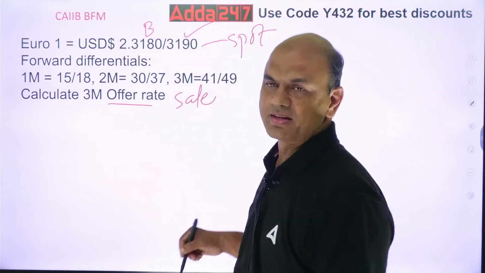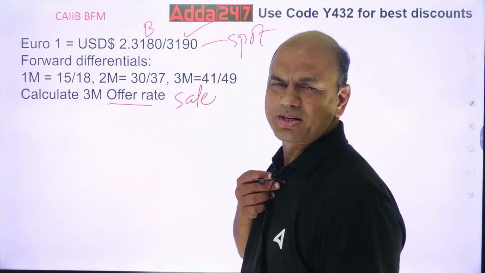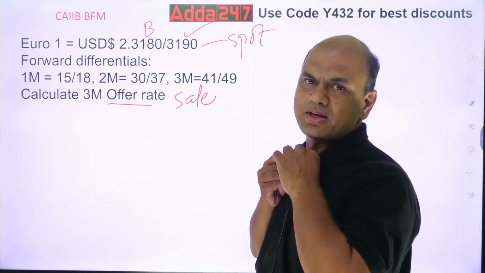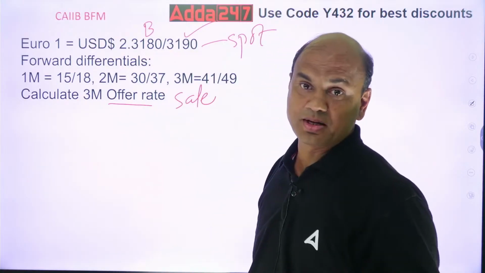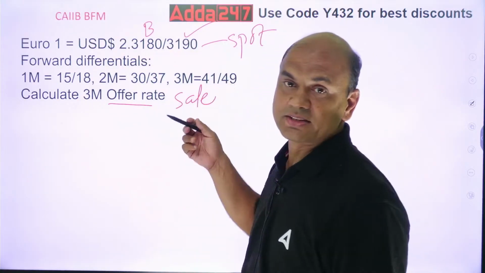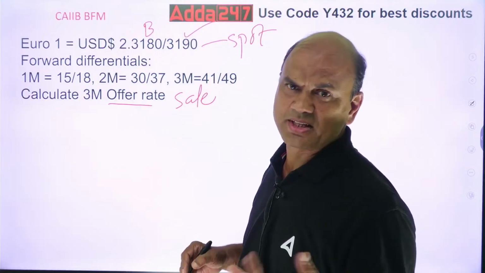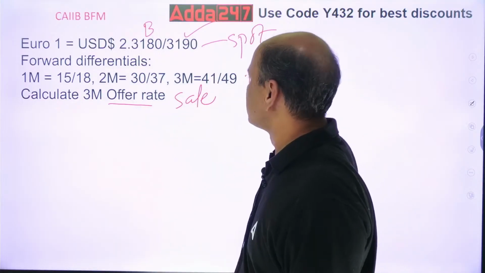Premium, correct, because the right side is bigger. Whenever you have the right side bigger, kindly note, it's a premium. Whenever you have the left side bigger, then it's a discount. Premium means add, so you'll have to plus.